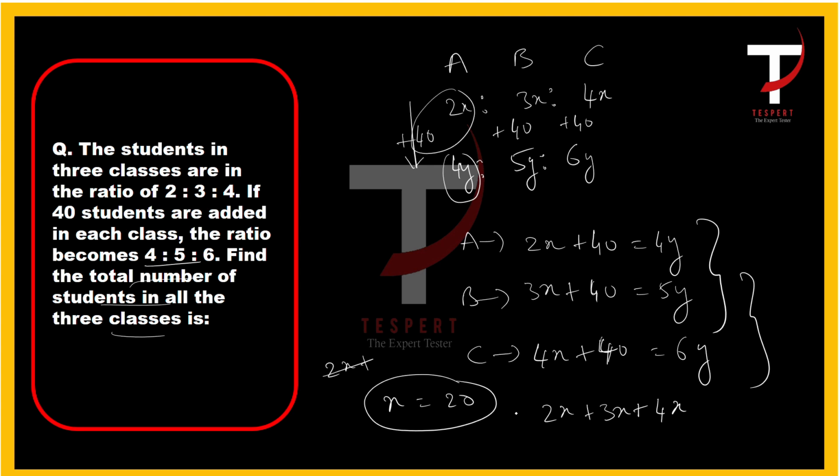So this is equal to 9x, right? 3 plus 2 plus 4. So 9 into, what is the value of x? X is 20. So 9 into 20, which is equal to 180, right? So if options are given, you can solve this problem by going through the options, but this is the standard method. And so 180 is the total number of students here, right?